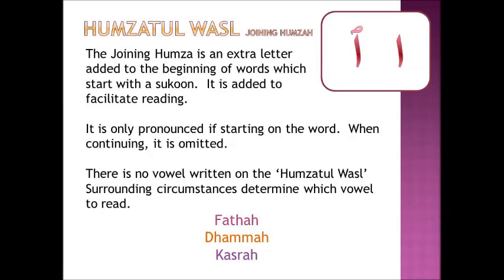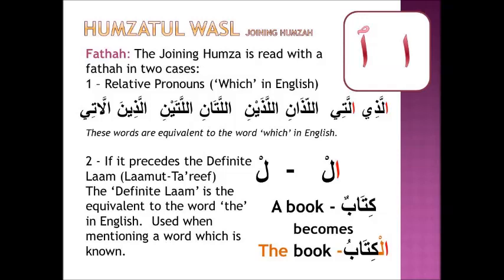There is no vowel written on the Humzatul Wasl. Surrounding circumstances determine which vowel to read. It will either be Fathah, Dhammah, or Kasrah. The joining Humzah is read with a Fathah in two cases. One, in the case of relative pronouns, which mean which in English, as in alladhi, allati, alladhani, alladhaini, allatani, allataini, alladhina, and allati. Or two, if it precedes the definite Laam, Laam atTa'reef.